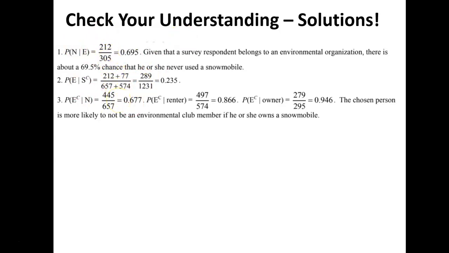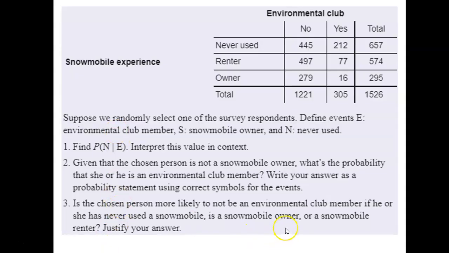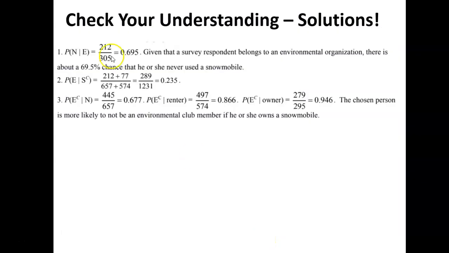So in question 3, they wanted you to compare which one was more likely. So is it more likely to not be an environmental club member if they have never used a snowmobile, if they're an owner, or if they are a renter? Now justify your answer with math. They don't want to know about your personal experience with snowmobiles, okay? This is a math question. So what they're doing is they're looking for all the probabilities of not being an environmental club member, given the different types of ownership of snowmobiles. So given that you've never ridden one, given that you're a renter, and given that you're an owner. I noticed they've changed their notation here on renter and owner. I wonder why. Oh well, whatever.